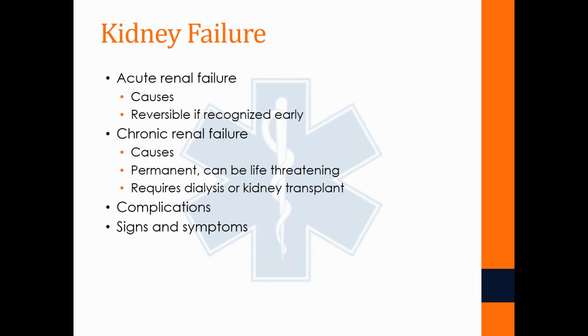Acute renal failure is generally reversible. Once it's recognized, it is something that can be fixed. Chronic renal failure, on the other hand, is a permanent, life-threatening, life-altering problem. Causes are too numerous to really even get into. Diabetes and high blood pressure are generally the two big ones. So uncontrolled diabetes and hypertension are just murderers to the kidneys.